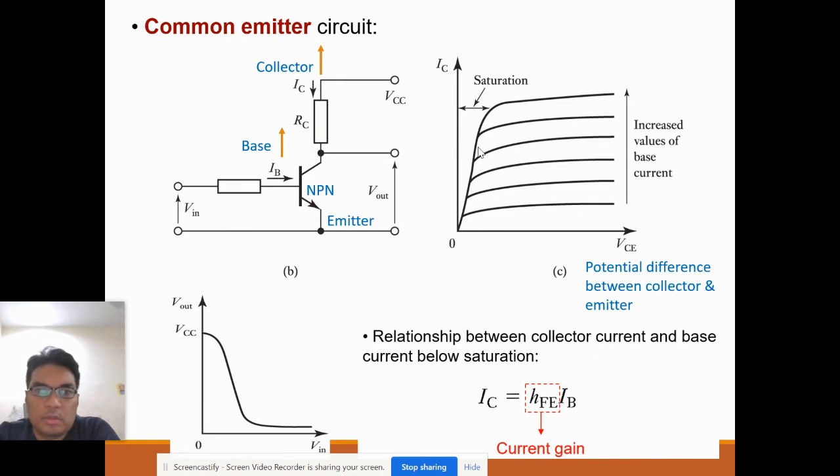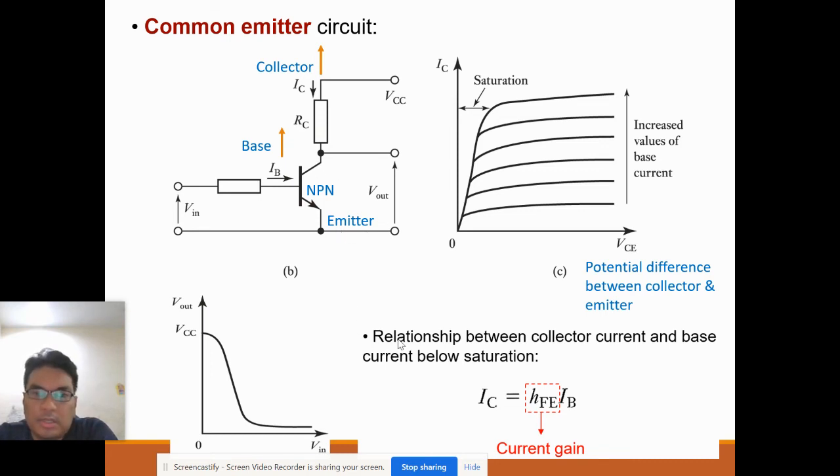This can be explained in more detail on how V out and V in are related. V out, VCC is a part of the V out. As there is no V in supplied, we consider that VCC is the full output. But as V in is supplied at higher voltage, one element of V out is reduced because of this transistor and resistor element.